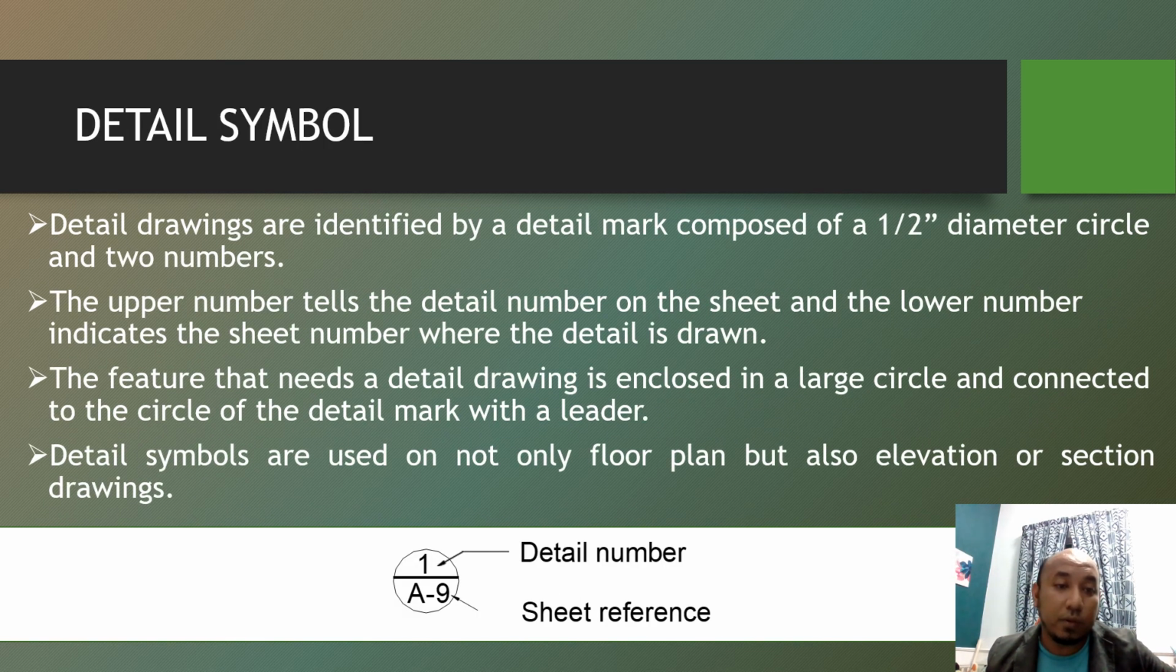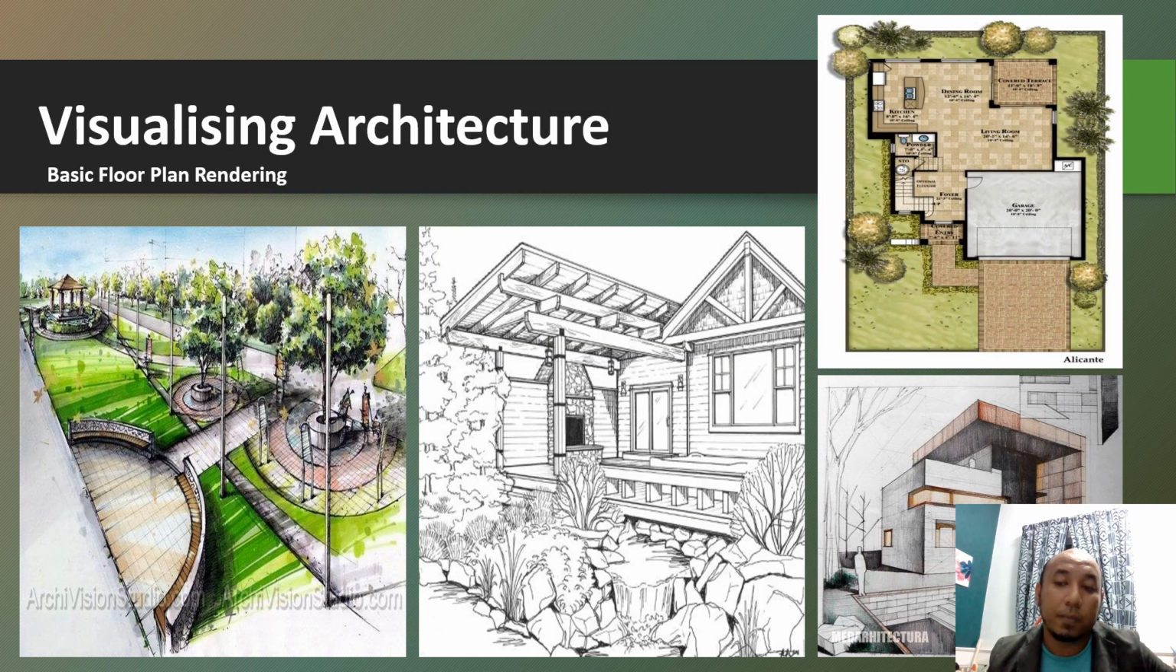Alright, so detail symbol. Detail drawings are identified by detail marks composed of a half diameter circle and 2 numbers. The upper number tells the detail number of the sheet and the lower number indicates the sheet number where the detail is drawn. The feature that needs detail drawing includes a large circle connected to the circle and detail mark by a leader. Detail symbols are used not only on floor plans but also on the elevation or section drawings.